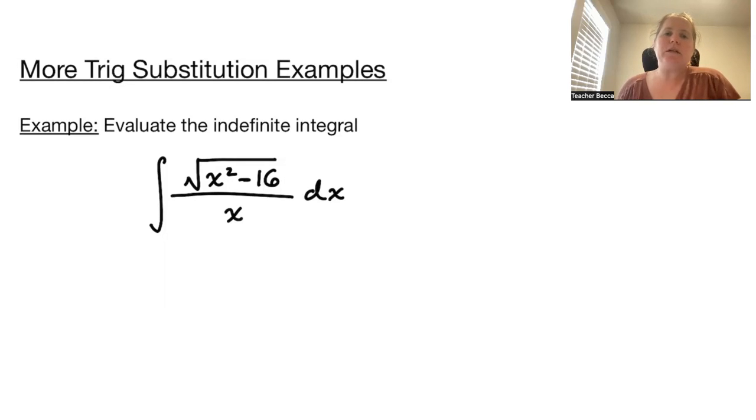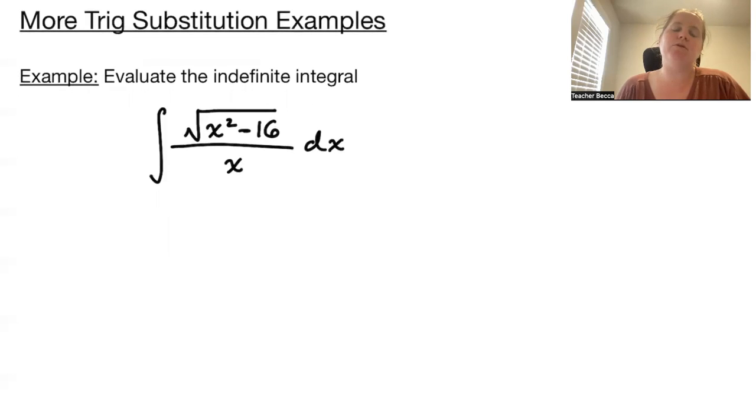Welcome to more trig substitution examples. So for this example, let's evaluate the indefinite integral, which is the integral of the square root of x squared minus 16 all over x dx. If we look at this here, we have our x squared minus something case. So this lends itself towards the hypotenuse being our x.